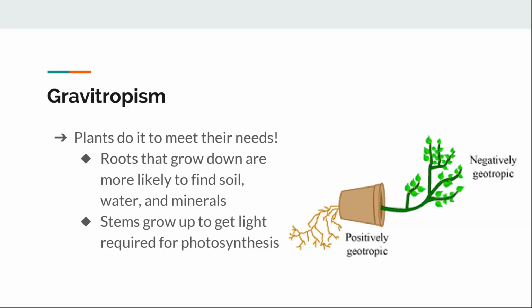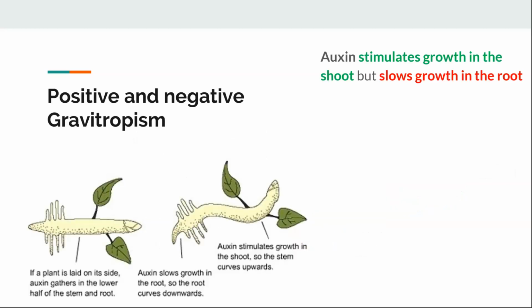And why do plants do this? Why do they respond to gravity in this way? Simply because they do it to meet their needs. Roots grow downwards because that's where they'll get the water from the soil. Stems grow upwards because that's where they're seeking the light for photosynthesis. How does this work? So, it's auxin again. Auxin plays the key role in gravitropism just as it does in phototropism.